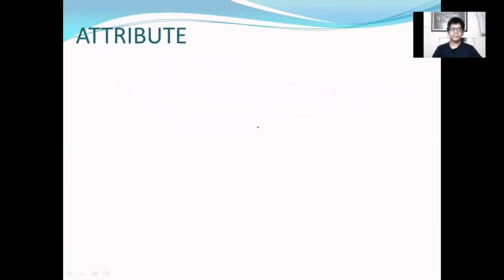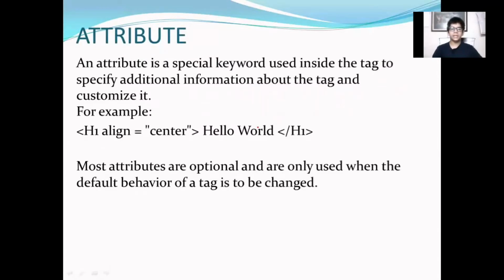Now let's talk about attributes. An attribute is a special keyword used inside a tag to specify additional information about the tag or to customize it. For example, h1 align equals center. Here, align is the attribute and center is its value. Also notice that the spelling of center is C-E-N-T-E-R instead of C-E-N-T-R-E. This is because HTML was made by Microsoft, which is an American company, so we use American English.